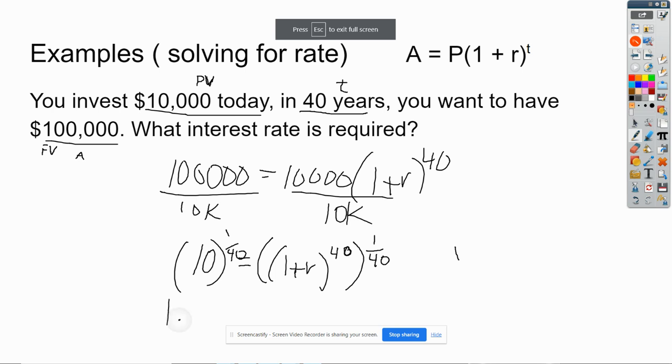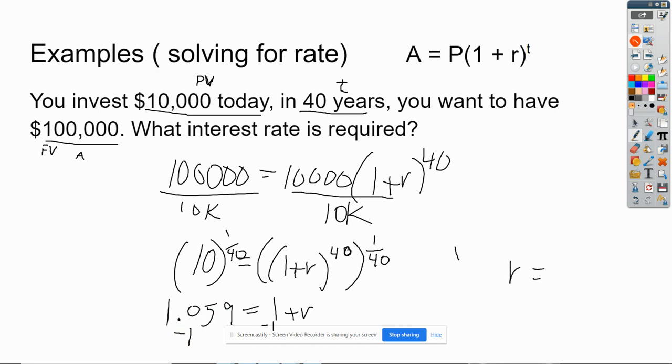So we get 1.059. And again, my 40 and my 1/40th canceled out. So now I just have 1 plus R. I'm solving for R. My only step left is to get this 1 to the other side, so I would be subtracting 1 on both sides. And when I subtract 1 from this number, I'm going to get just 0.059. If you wanted to write that as a percentage, it would be 5.9%. Right?